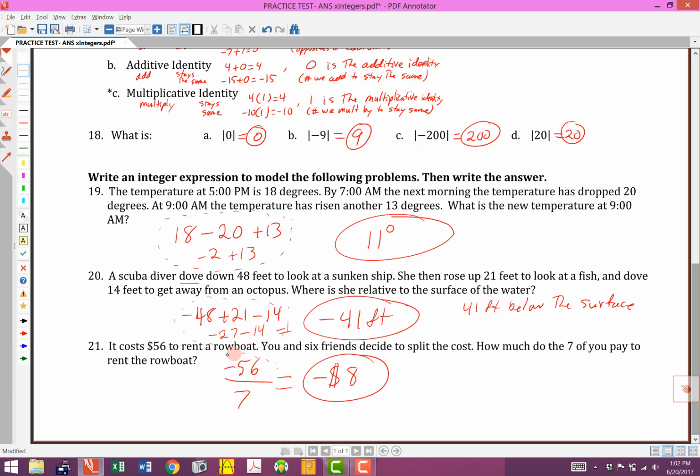We could circle that. So again, here's kind of the work. There's the answer, and we could say each owes $8. Okay, so there's kind of an explanation of what that negative means. It means they each owe.